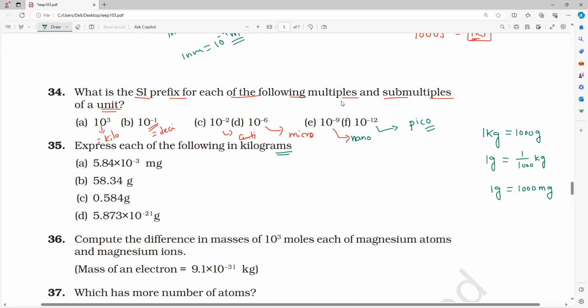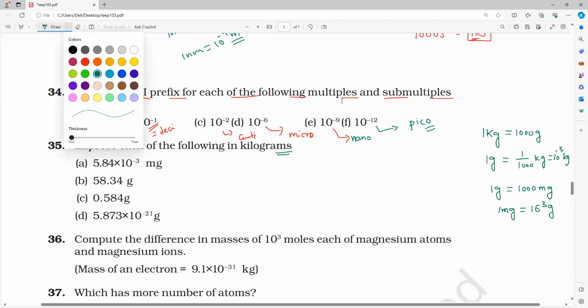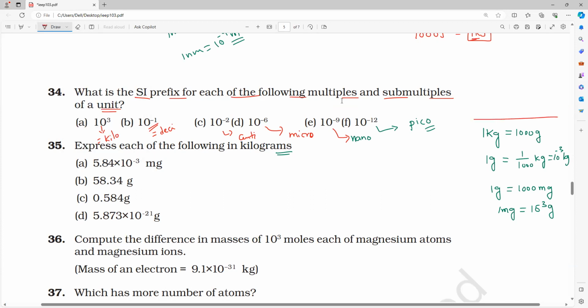1000 milligrams. From that, 1 milligram is equal to 10 power minus 3 grams. Let me write it in a neat way: 10 power minus 3. Any problem? Do all of you understand? Learn it, because milligrams, you might be learning for the first time. 1 gram is equal to 1000 milligrams. Now you can solve.